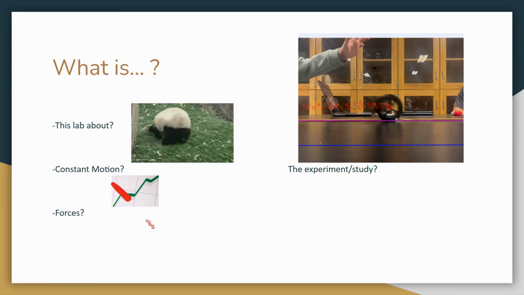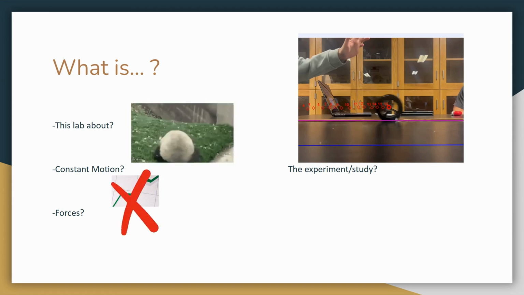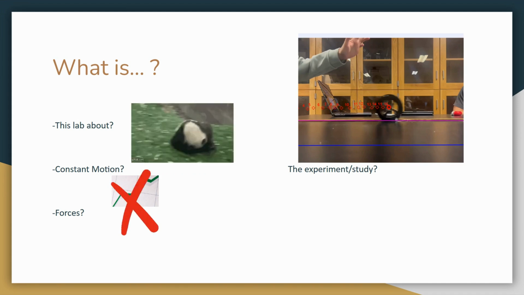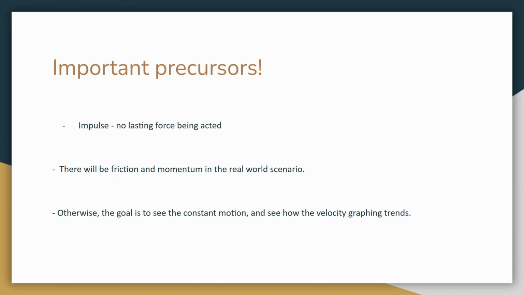Now, this is our experiment or our study where we are rolling what appears to be a spool of yarn. And this is the image of my tracker tracking along the path of it. We are testing it on a 1 meter long distance to find that constant velocity.